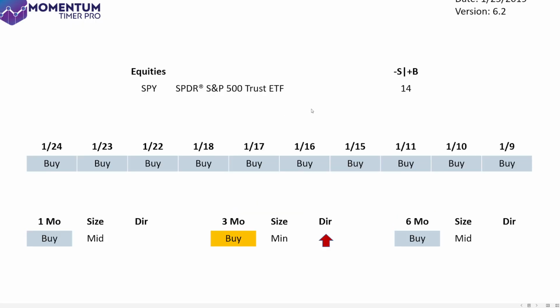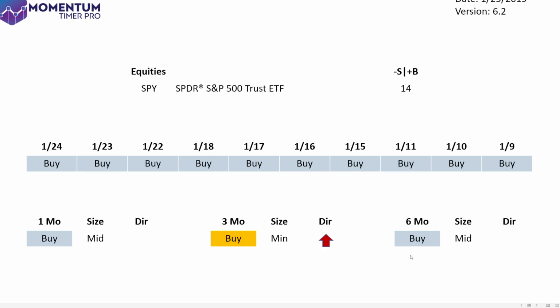Let's start out with this report for SPY, the S&P 500. We'll look at it on January 25th, 2019. Here you're seeing just a regular report. There's no flashing gold here because we're not looking at the daily signals. It's showing there's 14 consecutive buy signals. And all of a sudden you see this. The 3 month signal goes to buy, turns gold. You get an up arrow indicating it went from none to min.